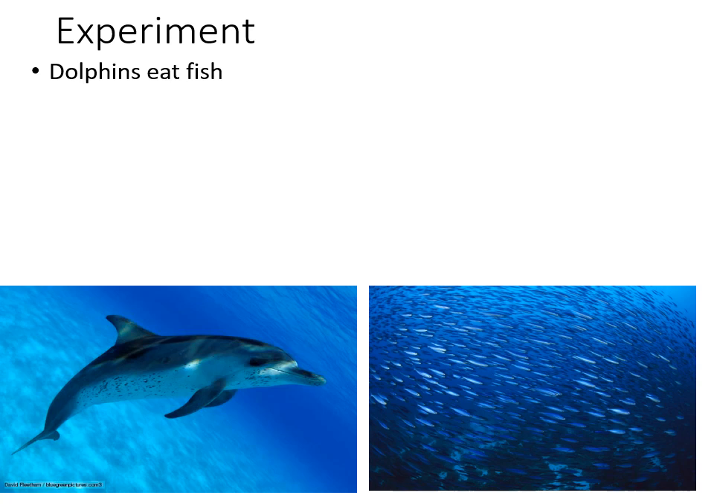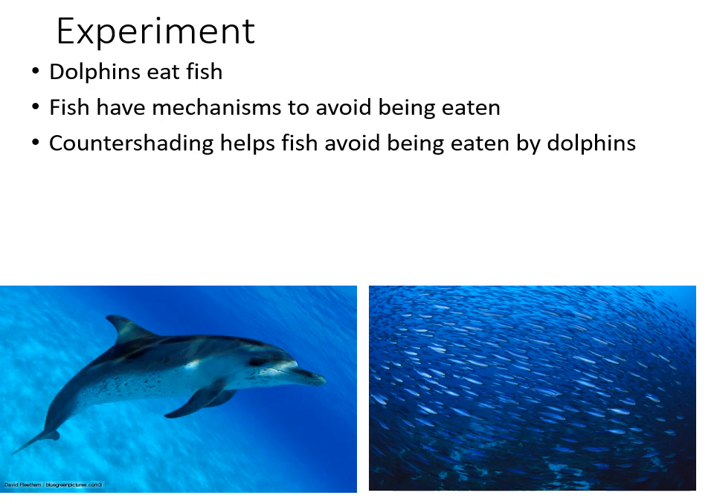So on the other hand, let's look at some data, some observations, and do an experiment. So dolphins eat fish. Fish have mechanisms to avoid being eaten, and counter shading helps fish avoid being eaten by dolphins. So counter shading is where you have a dark top of the fish and a light underbelly of the fish. And the idea is predators looking from above can't see the fish because they'll be blinded by the light, which will be the same color as the fish, and predators looking from below will see the brightness above them, and the fish will be camouflaged with that.